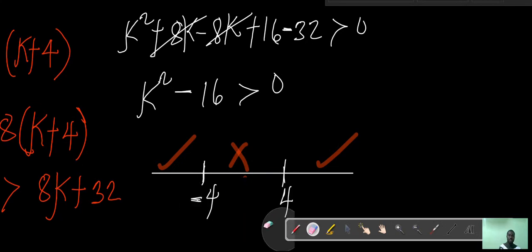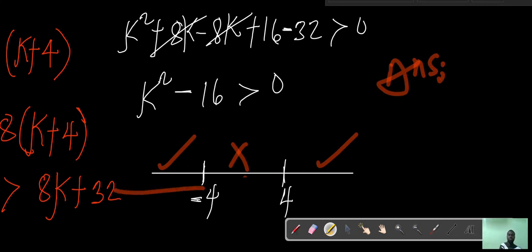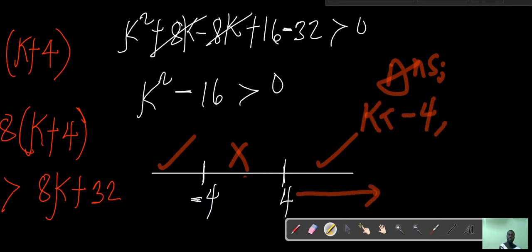So the answer basically will be all numbers from -4 down. So k less than -4, comma, and all numbers from 4 up will also be satisfied. You can just test it. K greater than 4. So k less than -4, k greater than 4 is the solution set of that. Let's move on.